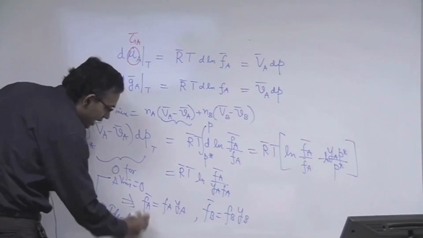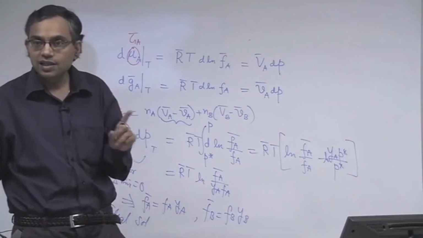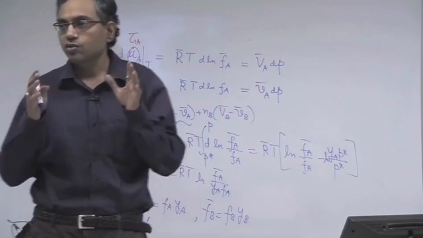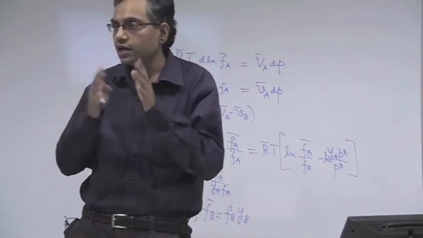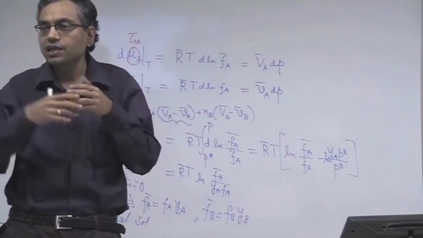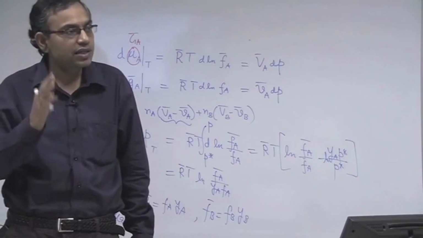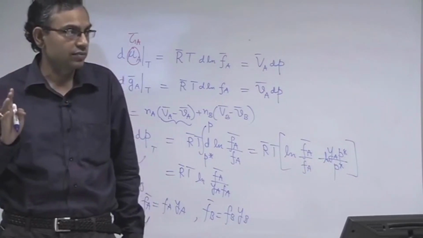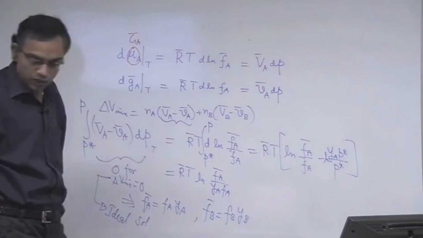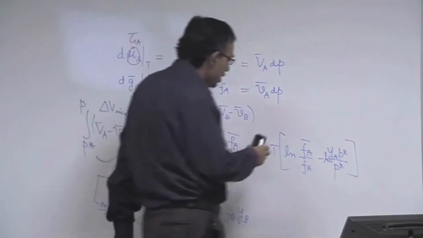This is not ideal gas, this is ideal solution. Ideal gas shows the same behavior. It can be shown that if you have two components A and B which are ideal gases and you mix them to form a mixture of ideal gases, then the change in volume due to mixing is 0. That means ideal gas mixture is a special case of ideal solution. Ideal solution is a more general concept. Okay. Now we will find out what is the chemical potential of the mixture.